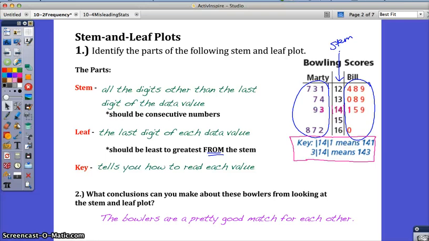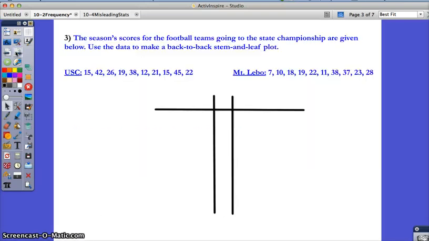So make sure you feel comfortable with the stem and leaf. Make sure you listen to all the criteria that I gave you because it is specific, and we're going to practice doing one of these back-to-back stem and leaf plots. I'm going to do the USC side, and then you're going to do the Mount Lebanon side, okay?